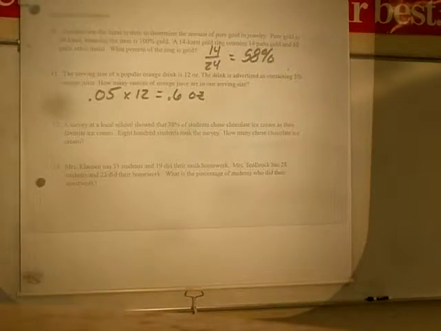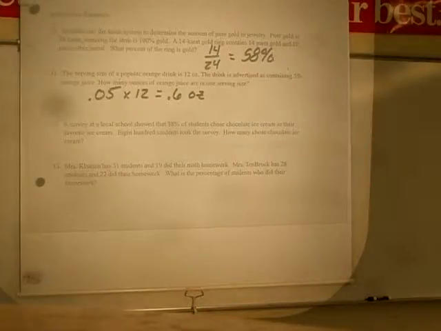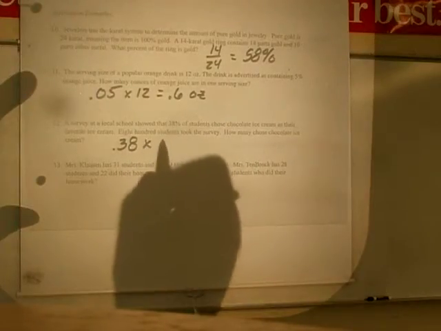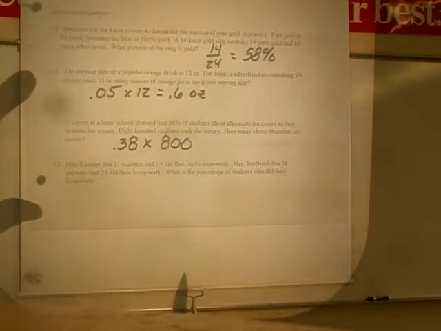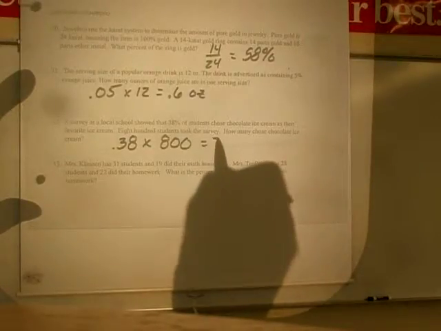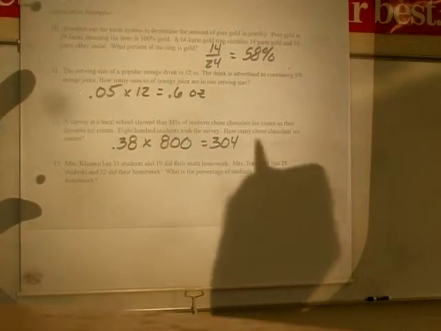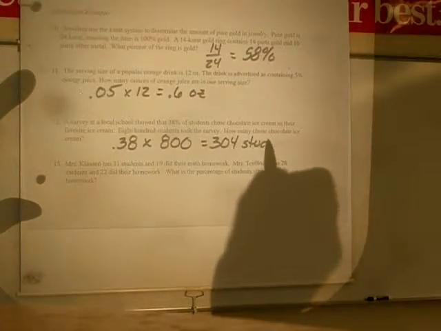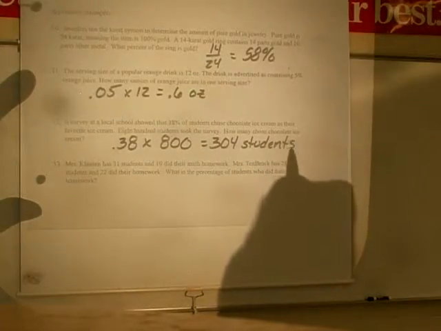Number 12, a survey at a local school showed 38% of students chose chocolate ice cream as their favorite. 800 students took the survey. How many chose chocolate ice cream? Well, we want 38% of 800. Of means multiply. And if you multiply that out, you end up with 304 students.